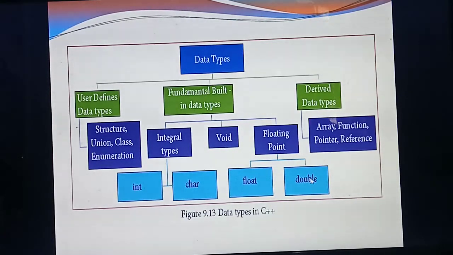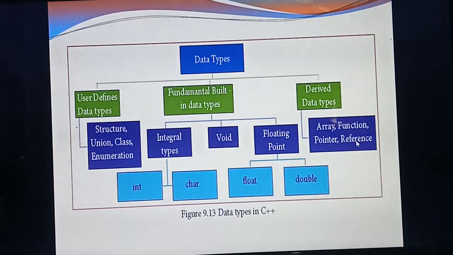And the next one is the derived data type. What's the third thing? Derived data type. The derived data type is again divided into four. What comes under derived data type? Array, function, pointer and reference. Understood? What comes under derived data type? Array, function, pointer and reference.